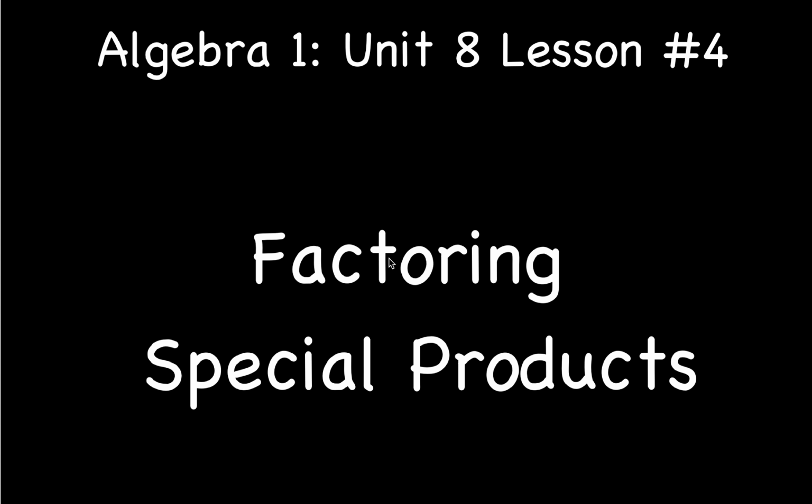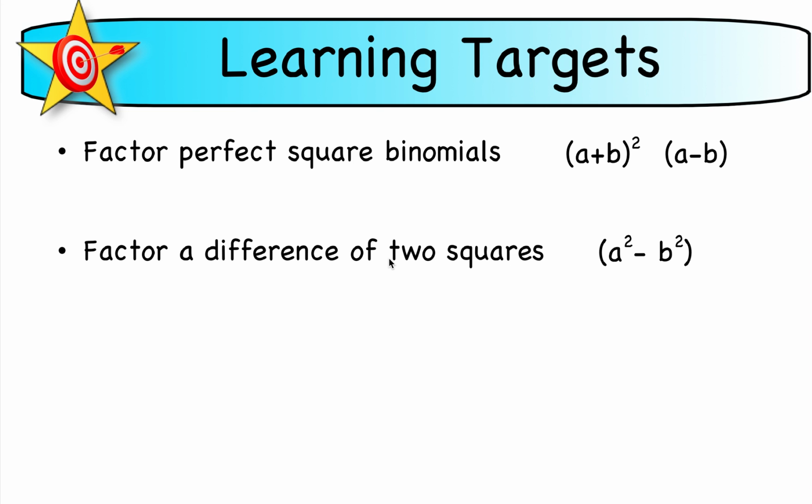Welcome to our lesson on factoring special products. In this lesson, we'll be learning how to factor perfect square binomials, such as (a plus b) squared, or (a minus b) squared. We're missing a squared there, so let me draw that one in. That should be squared. Sorry about that. And then also to be able to factor a difference of two squares. Now notice the difference: a squared minus b squared is not the same as (a minus b) squared. So I just wanted to point that out.